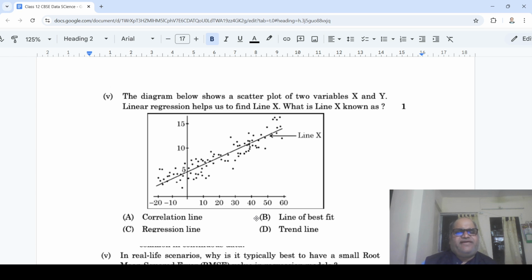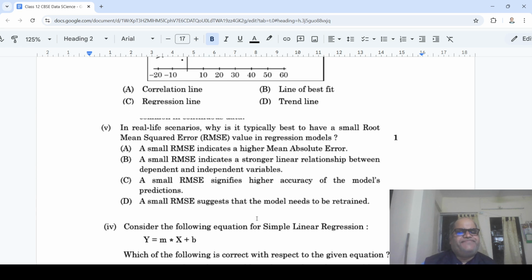This is saying, this diagram below, a scatter plot of two variables. Linear regression helps us find the line here. What do you call it? The line of best fit. It's not trend line, it's not regression line, it's not correlation line, it's line of best fit.